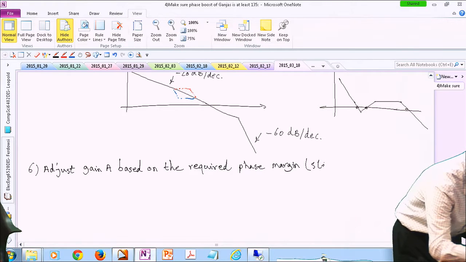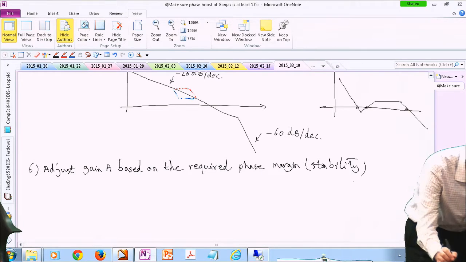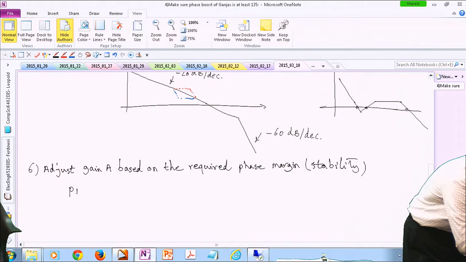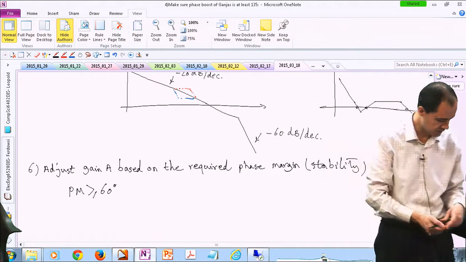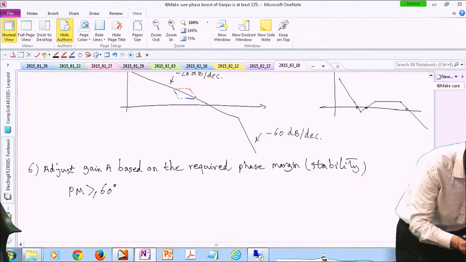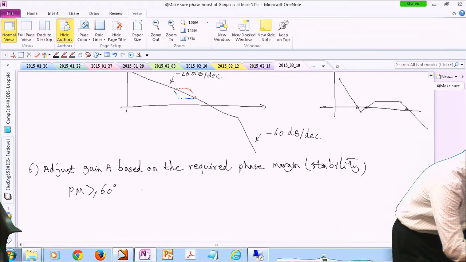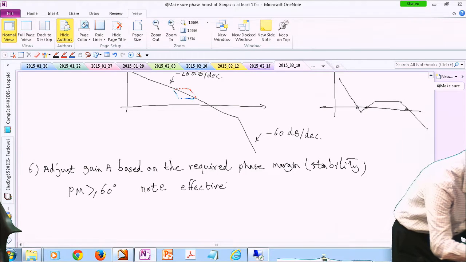Which is a stability requirement. Always make sure your phase margin is, for instance, larger than 45 degrees, 30 degrees, 60 degrees. These are all acceptable. There's not a magic number for the phase margin. And remember that your effective gain is not just A, because there are other components in your loop that have a gain as well.